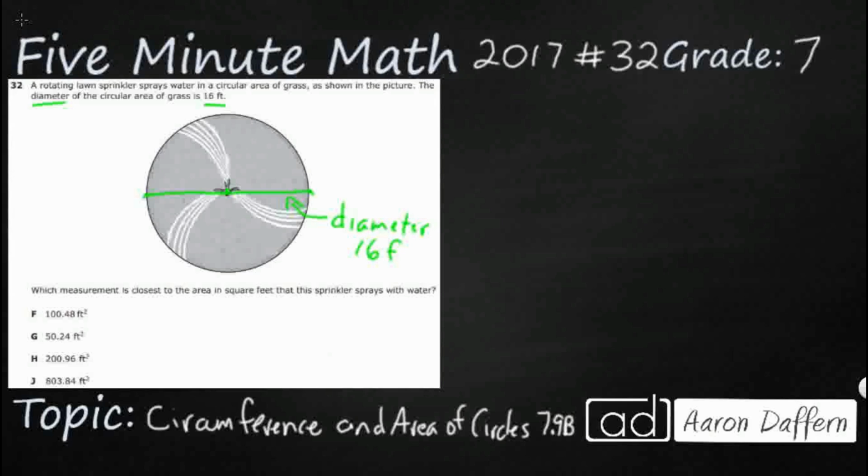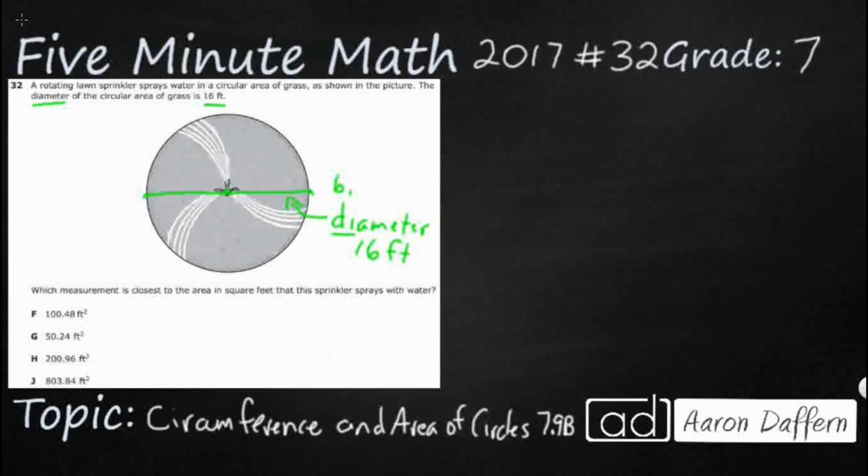Now, how I remember the diameter is the line that goes straight across. I think of this prefix di, which actually has the same meaning as bi, which means two, and the diameter cuts the circle into two equal parts. So a diameter makes halves is what it does. So we've got that as 16 feet.